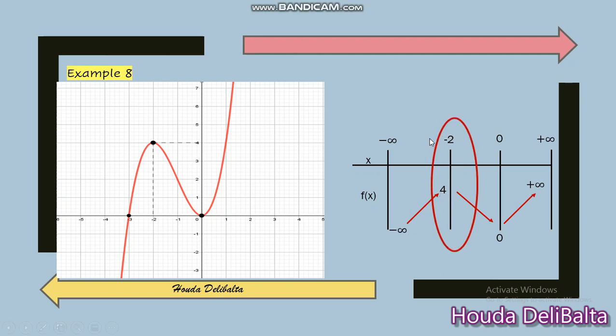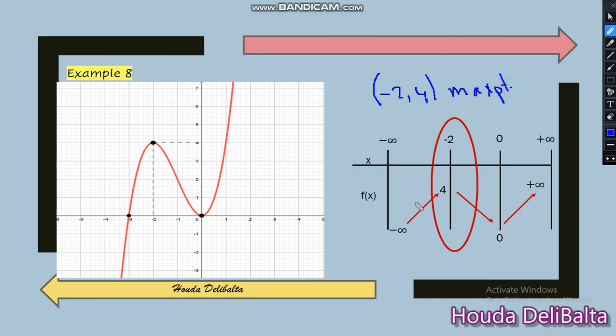As I told you, the coordinates of the point minus 2, 4 are for the maximum point, and 0, 0 is called the minimum point.